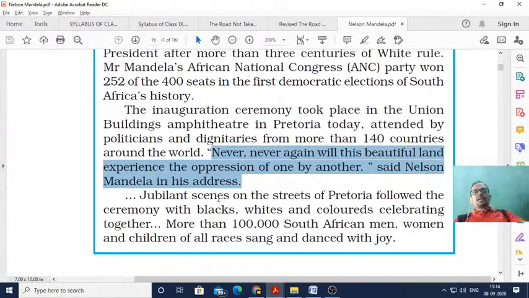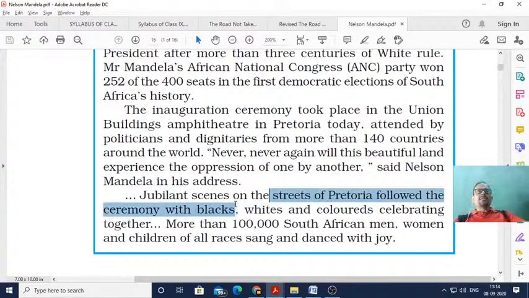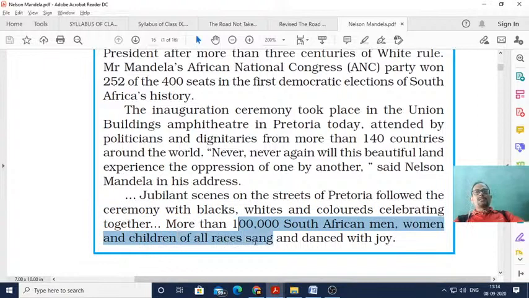Next, jubilant scenes on the streets of Pretoria followed the ceremony, with blacks, whites and coloreds celebrating together. Coloreds means people of different colors. More than 100,000 South African men, women and children of all races sang and danced with joy. Can you imagine, black, white, coloreds, everyone came down to the street.